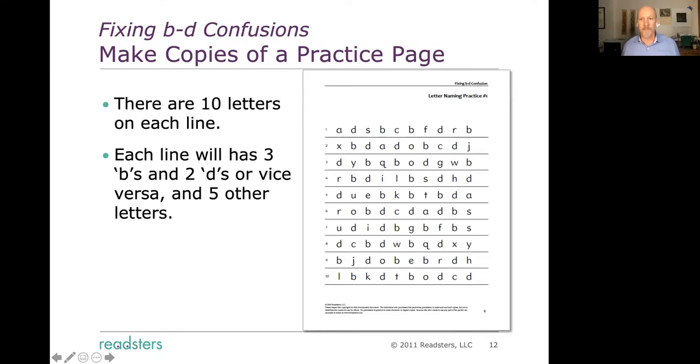The first line has 3 B's and 2 D's. So the next line will have 3 B's and 2 D's, and then mixed in with other letters that she should already know. And her job is to first just get 10 in a row, and then we will tell her how many she got right, positive error correction, and then she'll try another row.